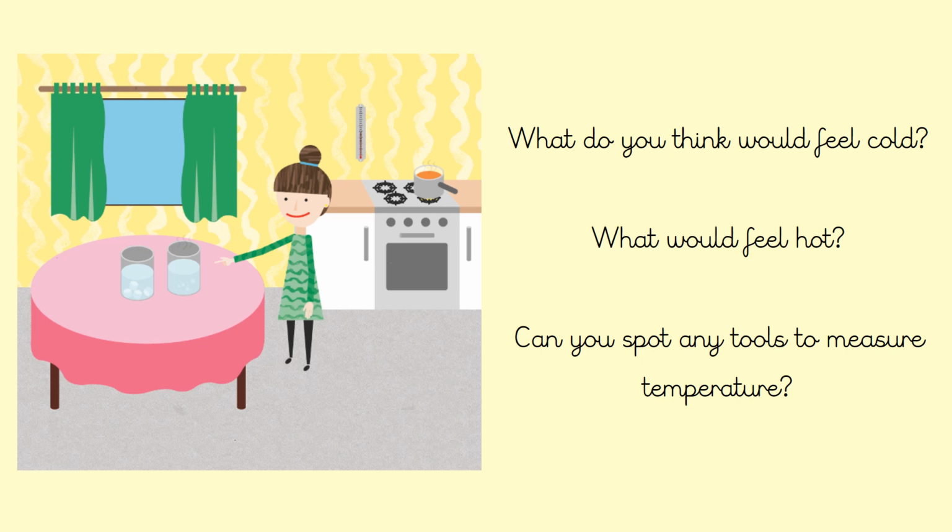Now, have a look. This is Emma in her kitchen. And there are a few different things around the room to do with temperature. So here you're going to have a chat with your partner. You're going to think about what in this picture do you think would feel cold? What would feel hot? Can you spot any tools in the room to help measure temperature? And maybe you have some sensible advice for Emma about what she should touch or what she shouldn't touch. You can pause the video here to chat to your partner.